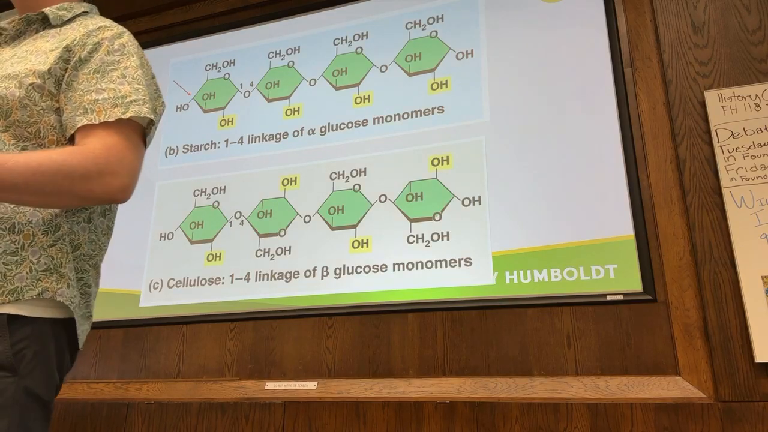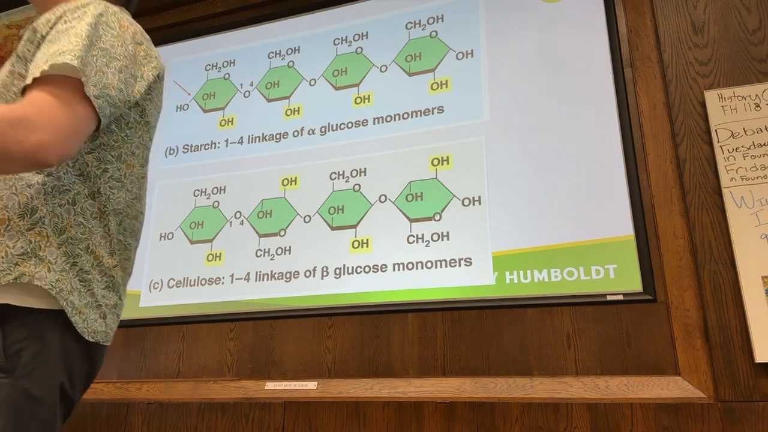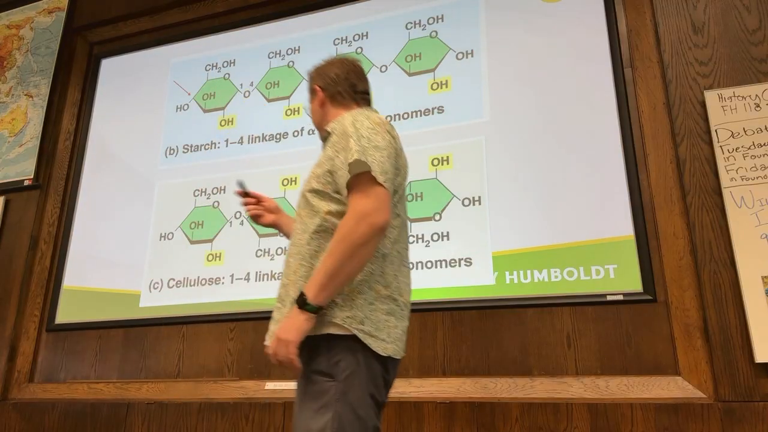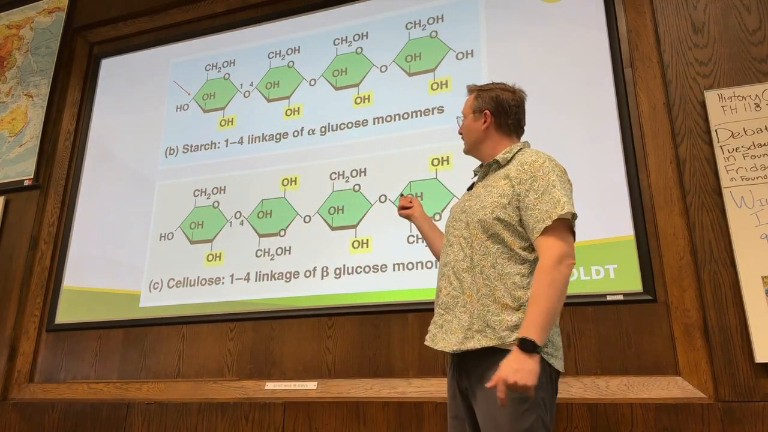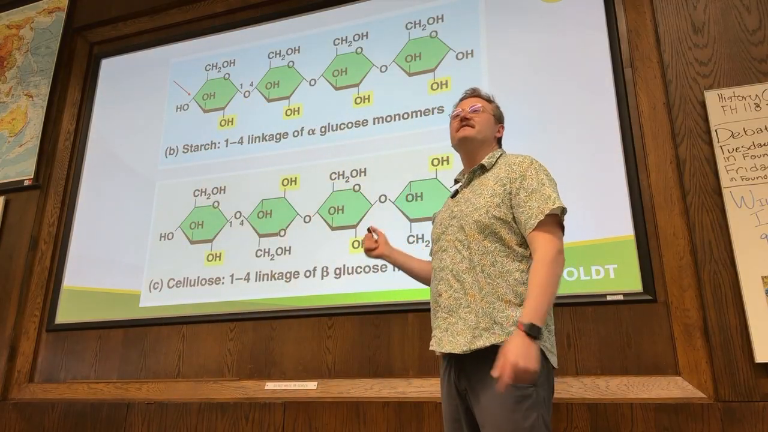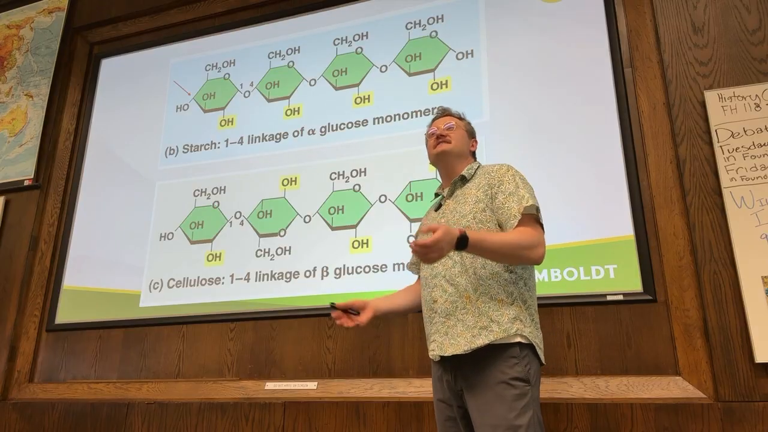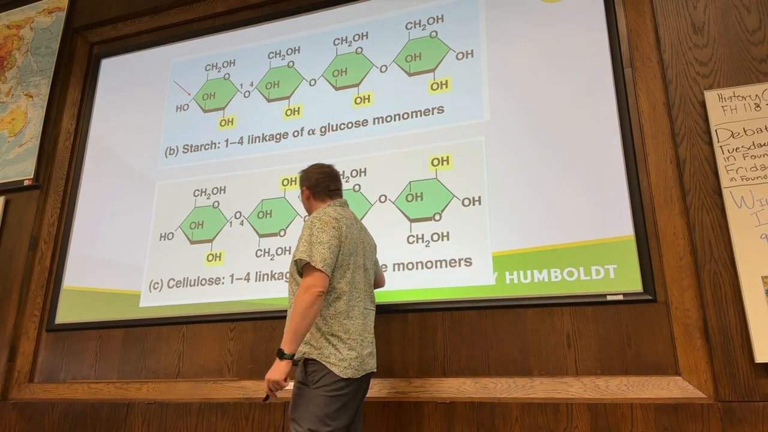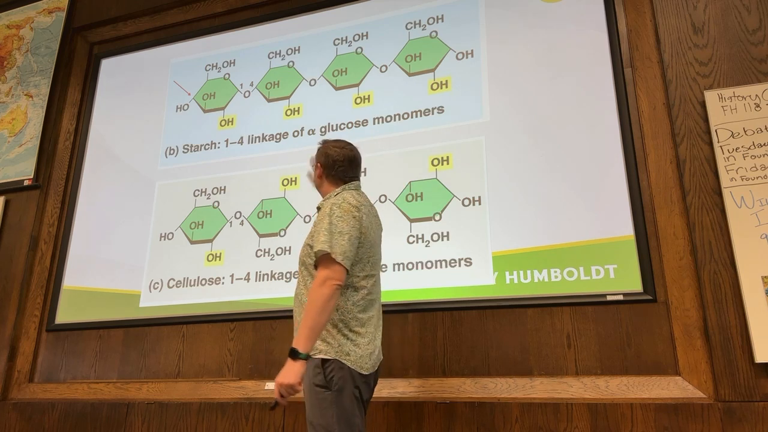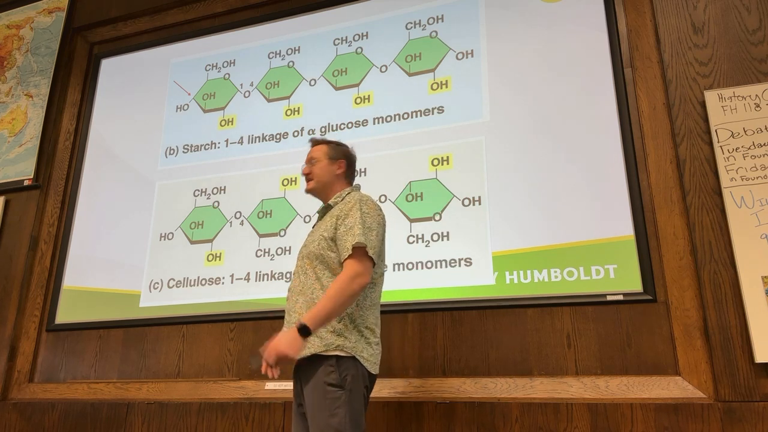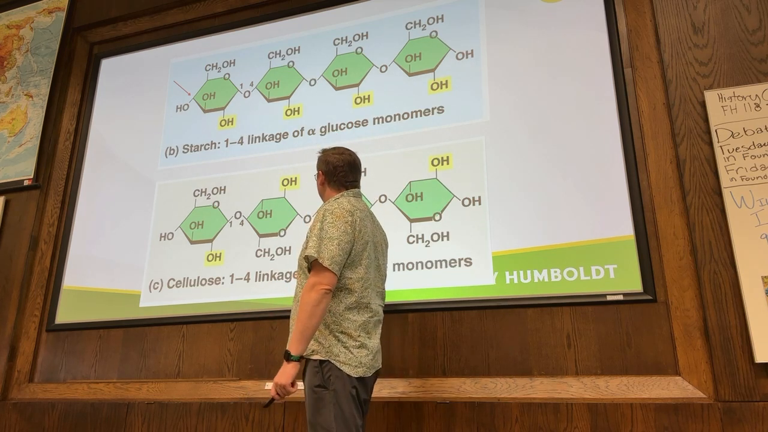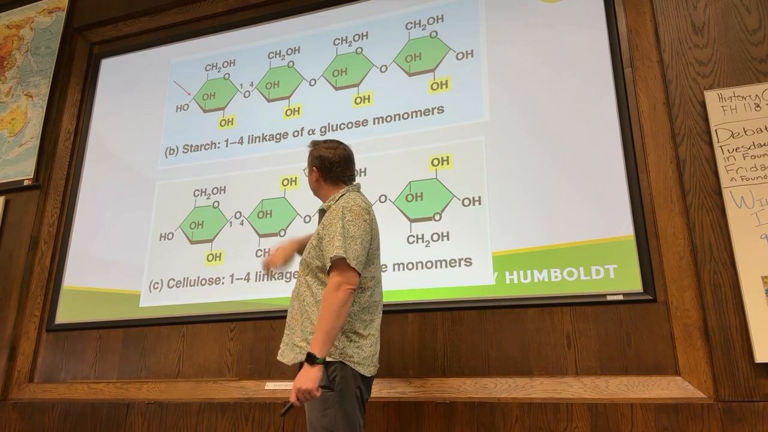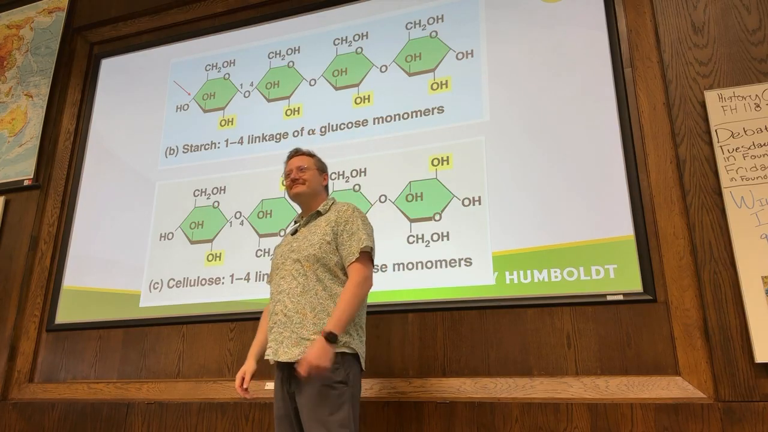What I mean by isomer is that it's a different form of glucose here than here. They have different spatial arrangements. This is the beta glucose isomer, and this is the alpha glucose isomer, and they differ in the orientation of these hydroxyl groups.